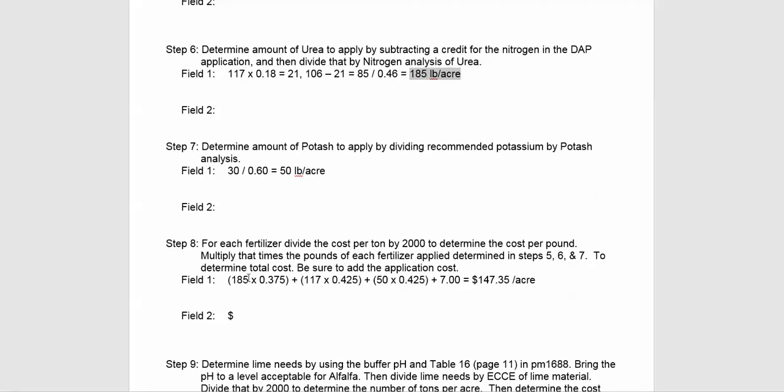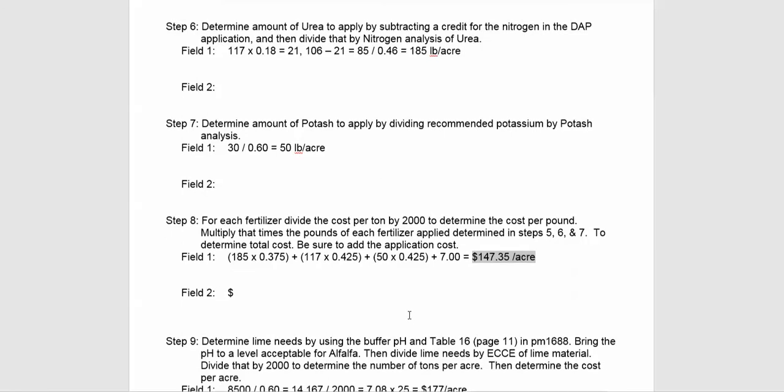Finally, figure your cost, 185 pounds of urea times that price per pound, times the DAP times the price per pound, times the potash times the price per pound, and don't forget to add in the custom applicator cost of $7 an acre, and we finally get a total cost of $147 for fertilizer. That's for field 1. You need to do field 2.